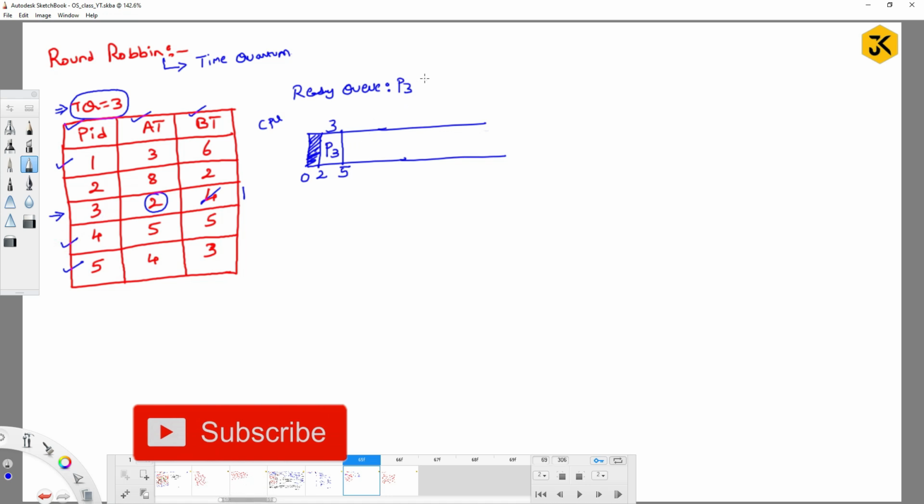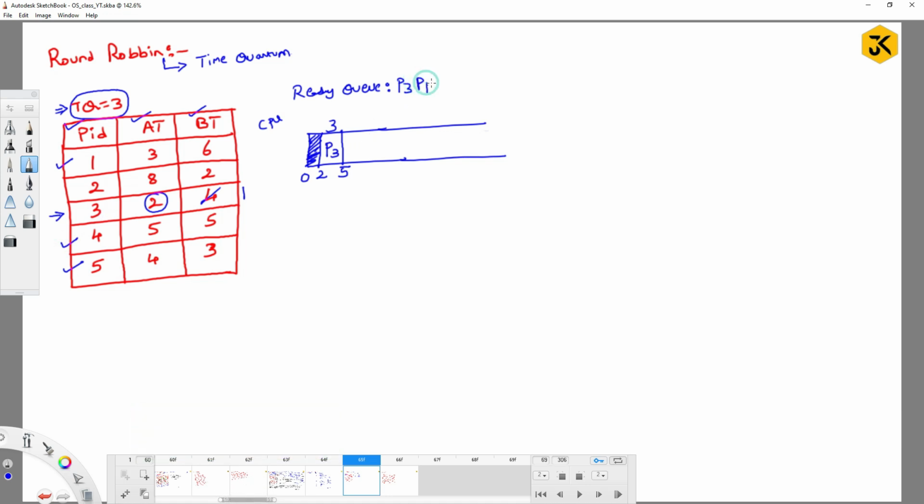So P1 came at 3 units of time, P5 came at 4 units of time, P4 came at 5 units of time. That's why I have written in this particular order. Right? Yes. By the completion of 5 units, P3 will again enter into the ready state. Now we'll give the chance to P1. P1 is allocated 3 units of time and left with 3 units, and it is going to complete by 8 units.